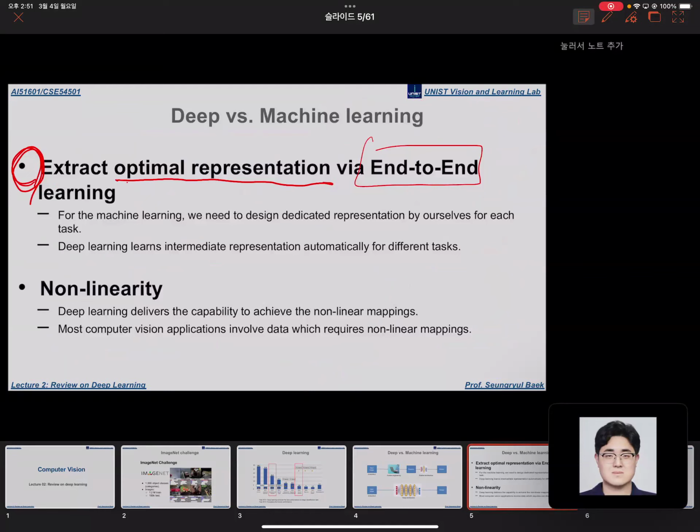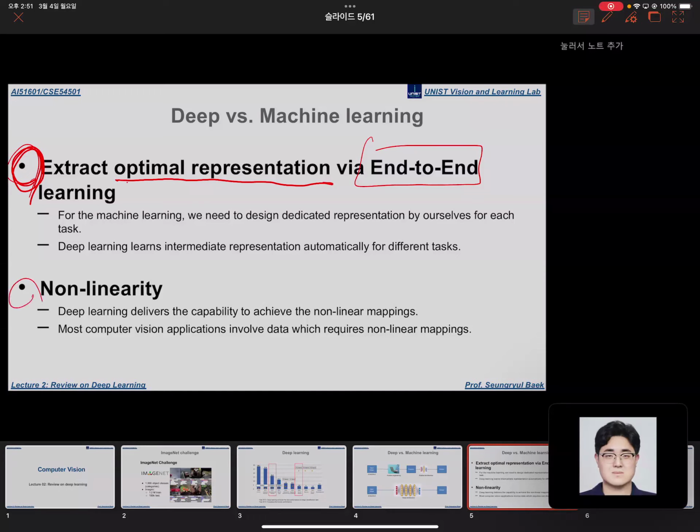And even if the tasks become different, we don't have to care. If we just train new parameters for the deep learning architecture, it automatically learns, okay? So that's a good thing about deep learning architecture, and that's one reason why deep learning architecture performs better than the shallow learning method, okay?